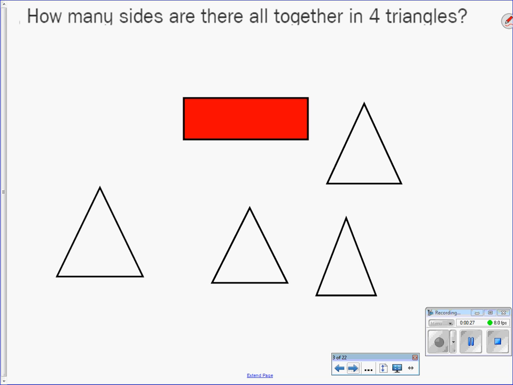Okay, how many sides are there altogether on 4 triangles? If I look at a triangle and I look at the sides, I have 1, 2, 3 sides. So how can I figure out how many sides there are on 4 triangles? 4 groups, each one has 3. Okay, I could do an equation like that, or I could count each side and figure out, and the answer should be 12. There should be 12 sides. 1, 2, 3, 4, 5, 6, 7, 8, 9, 10, 11, and 12.